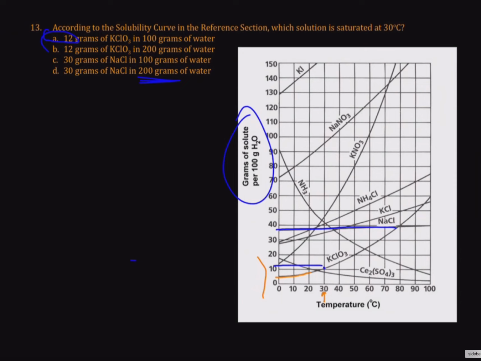30 grams of NaCl, the line here is above the 30, so that's not accurate. And neither one of these is close. If you doubled the amounts or cut them in half, they would not fit.